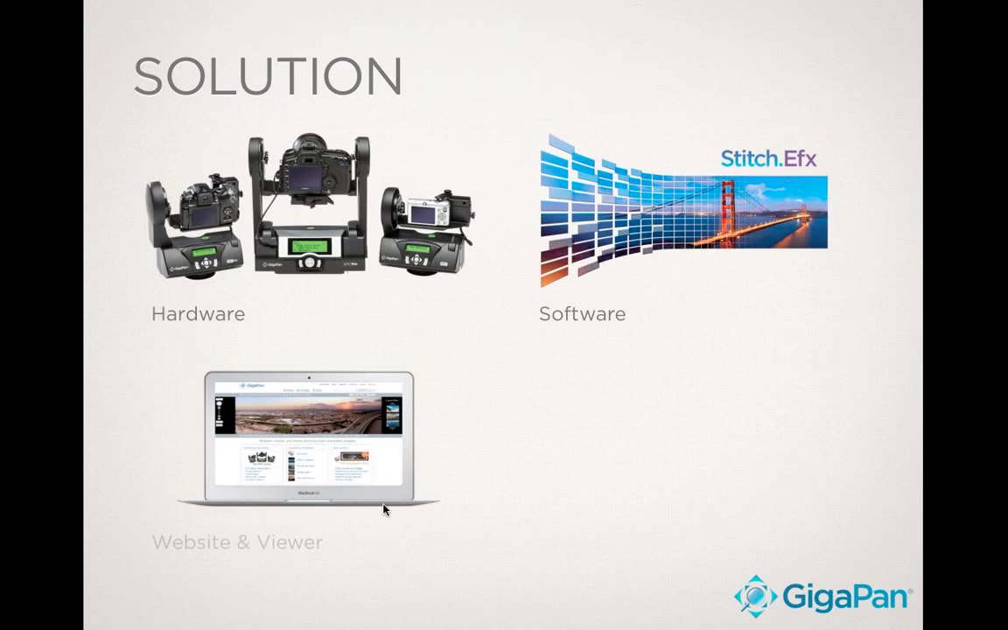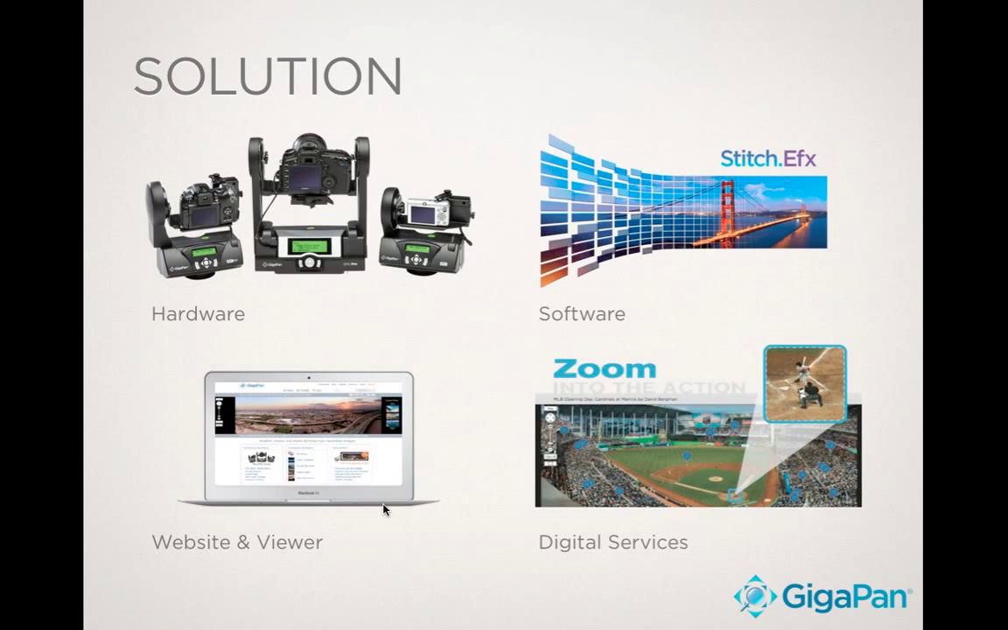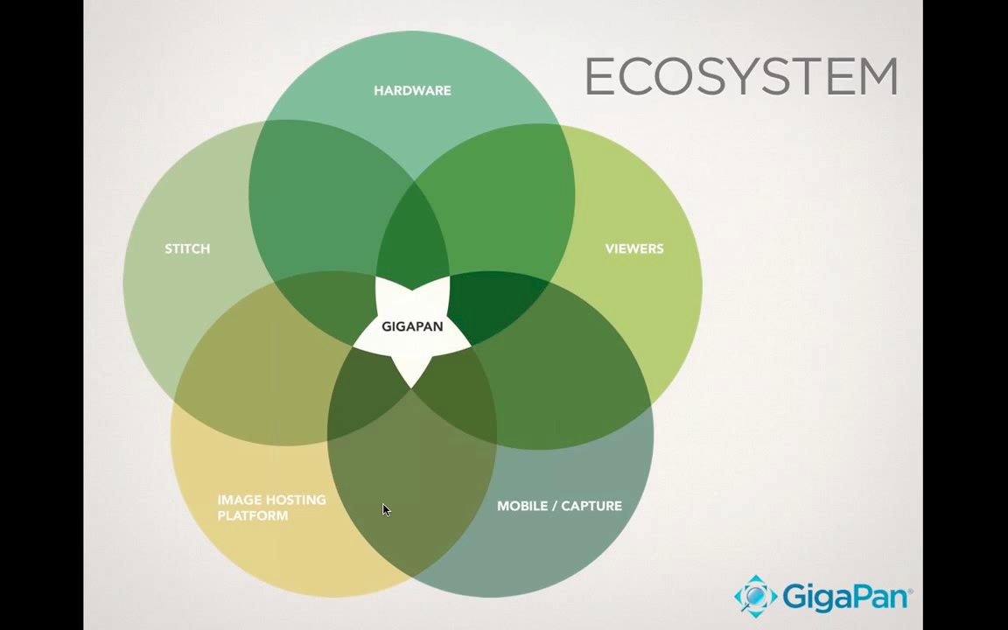So, like I said, Gigapan is a full solution. We are hardware, we're software, we are a website and viewer, and then we also offer digital services. We're a full ecosystem. The thing that we really pride ourselves on is that we do everything. We have hardware, we have viewers, we have Stitch, we have image and hosting platforms, we have mobile capture. And at the center of all of that is Gigapan. Our goal is to be the epicenter of gigapixel imagery.